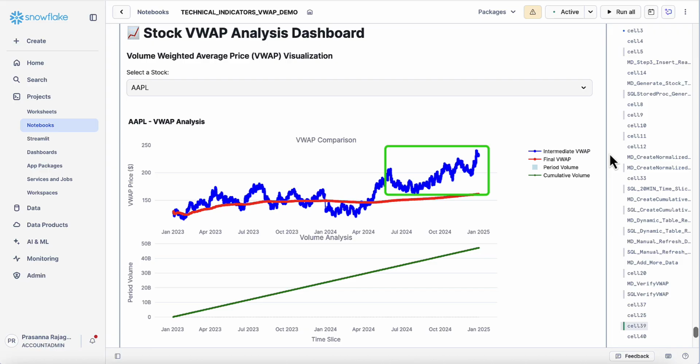A portfolio manager can immediately see this bullish period where short-term VWAP consistently stayed above the long-term baseline. This is a powerful historical signal of strong buying pressure and market conviction. Conversely, when the blue line dips below the red, like here in September, it signals a period of selling pressure. Analyzing these historical patterns is crucial for validating an investment thesis and making smarter decisions about future trades.